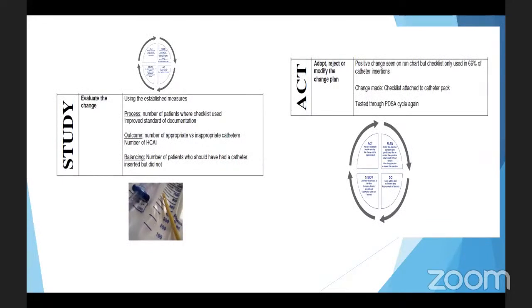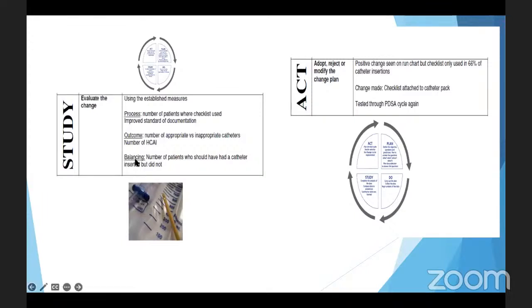The next phase of the cycle is Study, studying the outcome, whether there is now a decrease in the number of inappropriate catheters. The guidelines will be in your mind or present in written copy, and you check against them. Now that I have applied the intervention and given it 2 weeks, how many patients are still unnecessarily catheterized, right? So that's going to be your outcome.